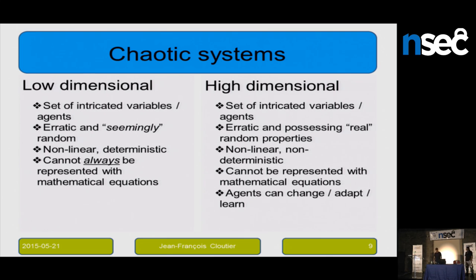A high-dimensional chaotic system is still a set of intricately related variables or agents. It's erratic, but it also possesses real random properties. It's nonlinear and non-deterministic. And because of the non-deterministic factor, they cannot be represented at all by mathematical equations, which makes sense. And all that is because agents in the system can adapt, learn, change, or act in a way that is totally random.